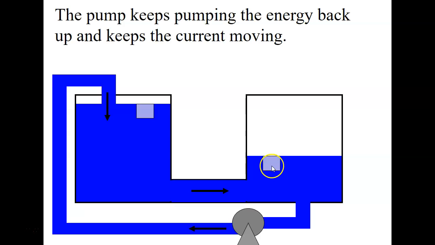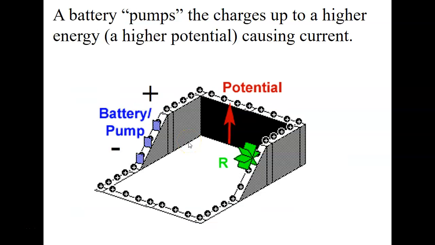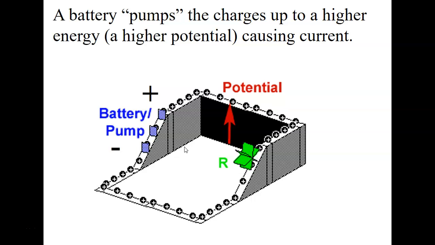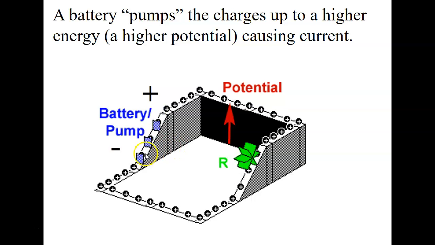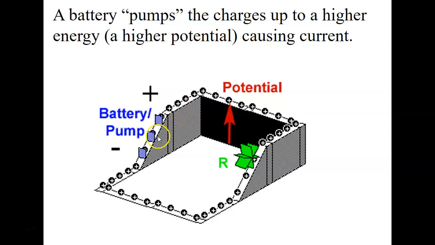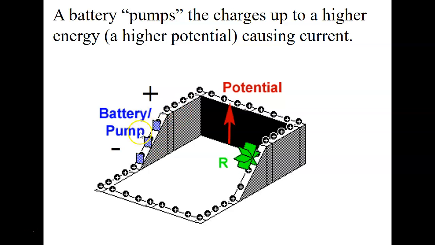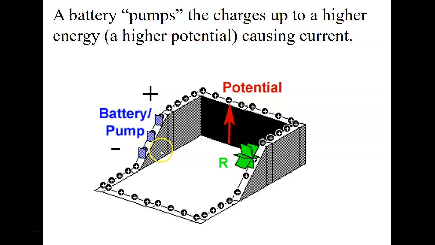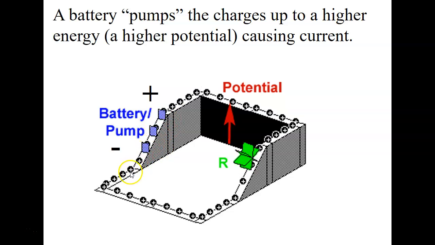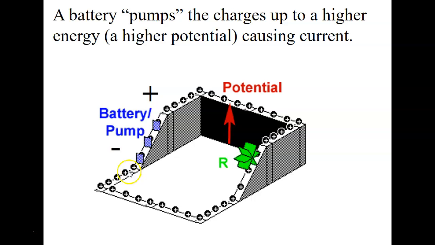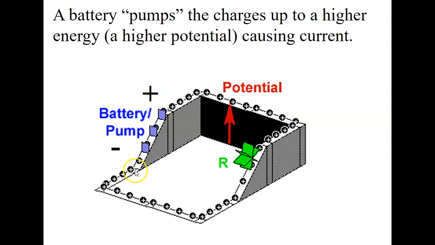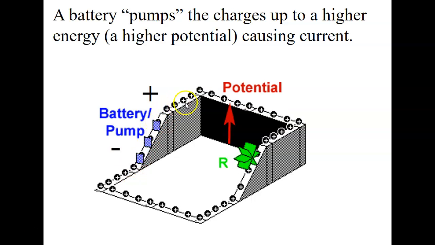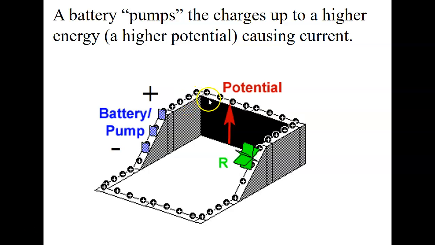In order to keep the water flowing, we've got to have the pump, which pumps the water back up to higher potential energy so that it can flow back down to lower potential energy. A battery is like an electron pump, and it pumps the electrons up to higher potential energy. What this represents is the battery here. This is blue, and it shows that we're taking our pretend positive charges and pumping them up to a higher potential energy, a higher voltage.